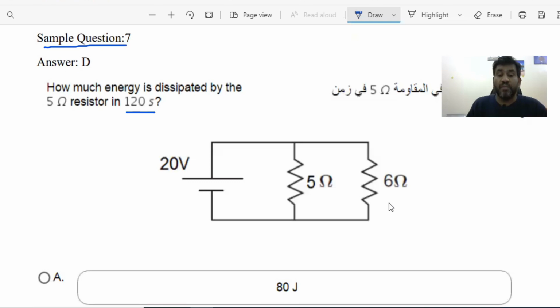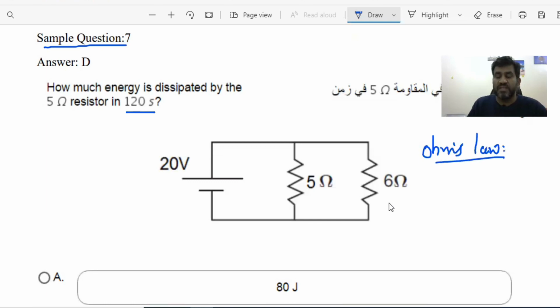The amount of energy dissipated, we calculate it by finding the current flowing through each individual resistor, and we need to calculate it by using the concept called Ohm's law. You might have studied in school what Ohm's law says. So what does Ohm's law say?